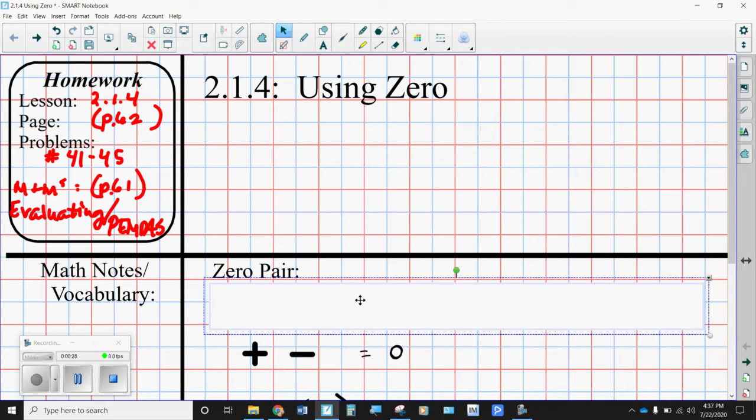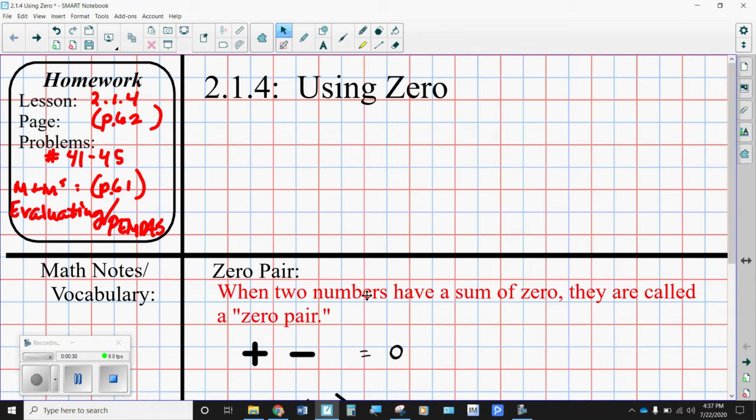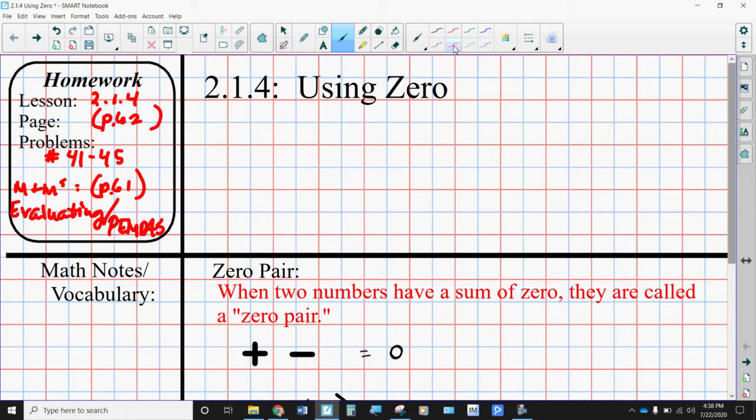So just to revisit from last year, when two numbers have a sum of zero, they're called a zero pair. You may recall we started off with using the integer tiles, the plus and the minus tiles, and every time you had a zero pair, you would circle it, and they would essentially cancel each other out because they add up to zero.